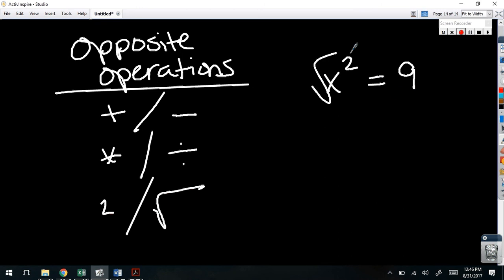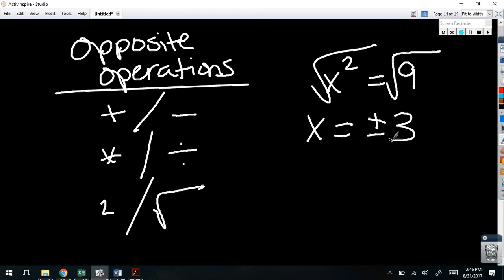Square root both sides. And then the square root will cancel out on that one side. And then what does x equal? 3. Close. Plus or minus 3. I have to remember those plus or minuses because that's really going to come into play. Whenever we solve for x when it equals 0, we're finding zeros, we're finding intercepts. So make sure you include those.